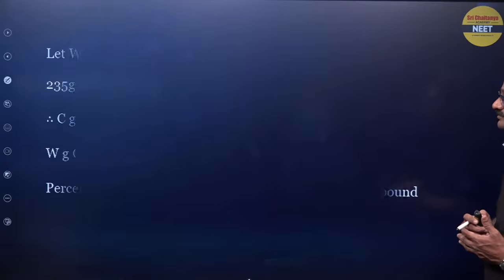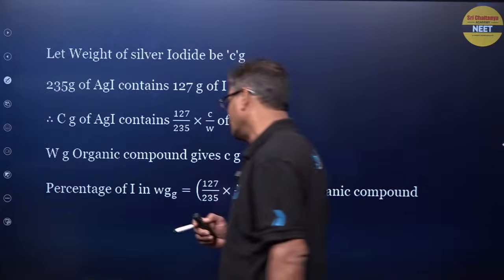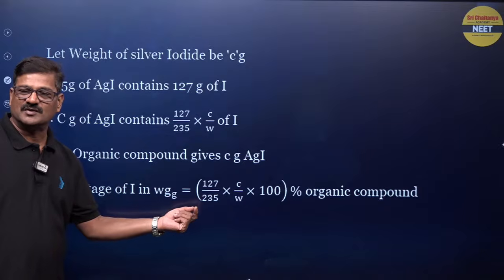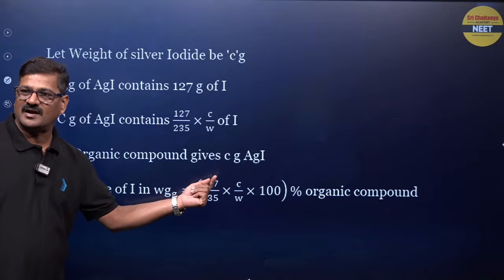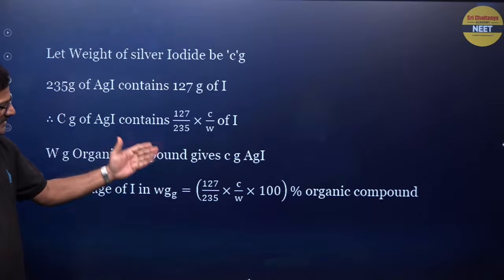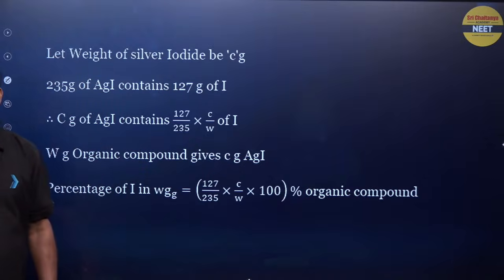And also estimation of iodine: 127 upon 235 into weight of silver iodide upon weight of organic compound into 100. Like that we do the halogen estimation, okay.